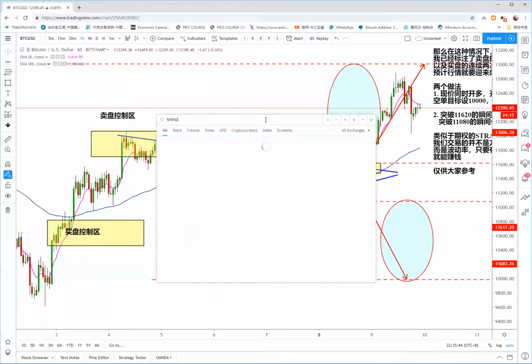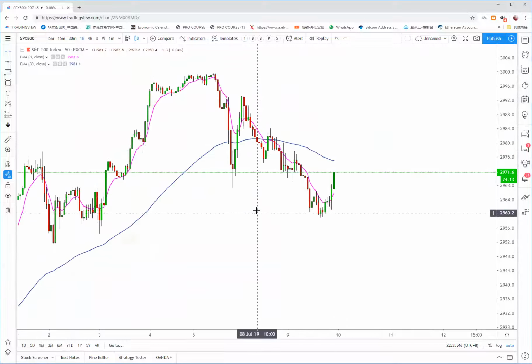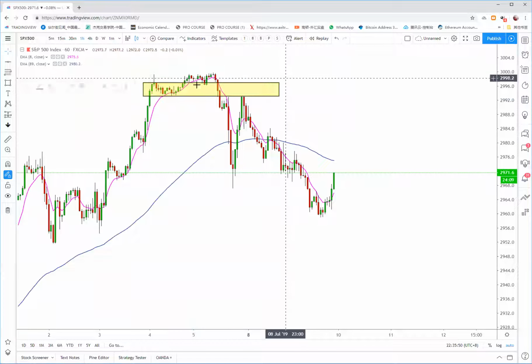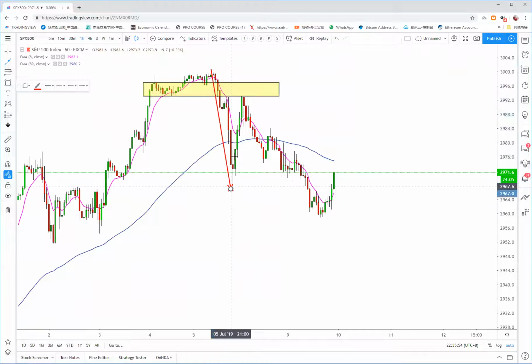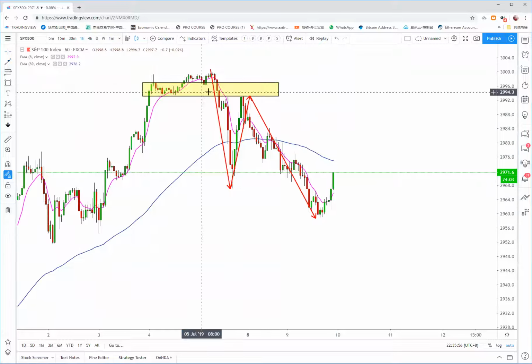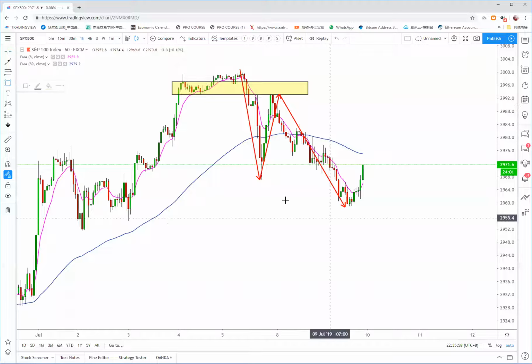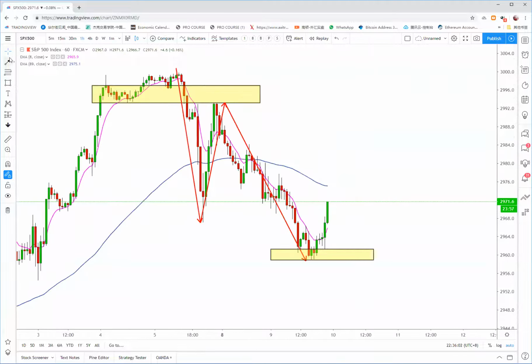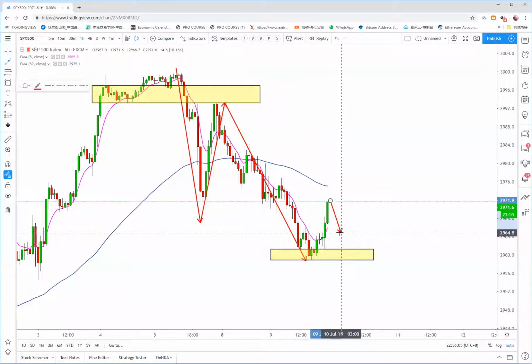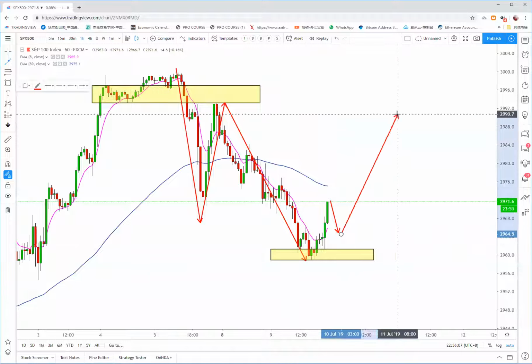Okay, S&P. S&P had a very nice drop after non-farm payroll, and I said we can short the pullback, right? If you remember, that's beautiful. And now it has turned around. It really breaks up. So S&P, don't chase. Wait for the pullback and buy.